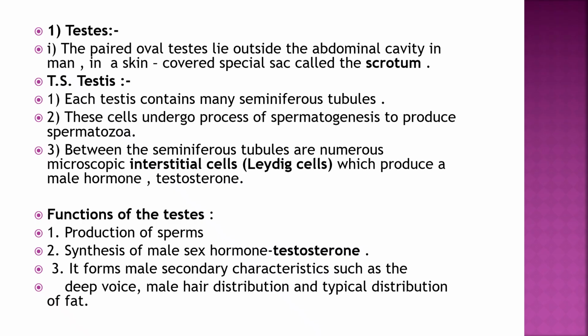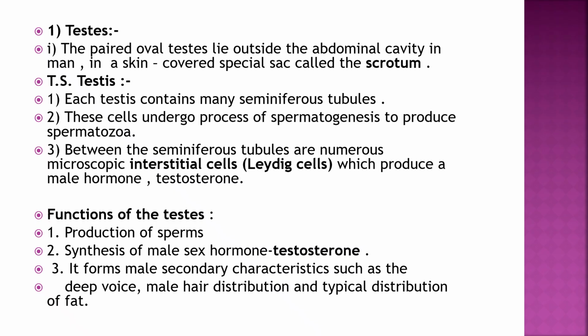So they are paired, oval testes which lie outside the abdominal cavity in man in a skin covered special sac called scrotum. In transverse section they contain many seminiferous tubules, and these cells undergo the process of spermatogenesis to produce spermatozoa. Between seminiferous tubules numerous microscopic interstitial cells are there. They are also called Leydig cells, which produce a male hormone, that is testosterone. And this testosterone is responsible for all male characteristics.